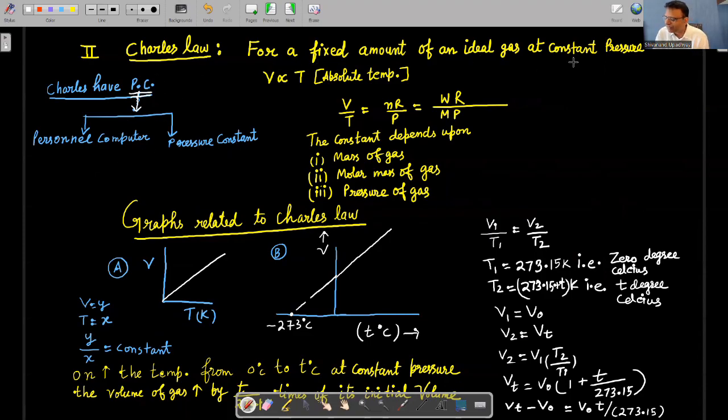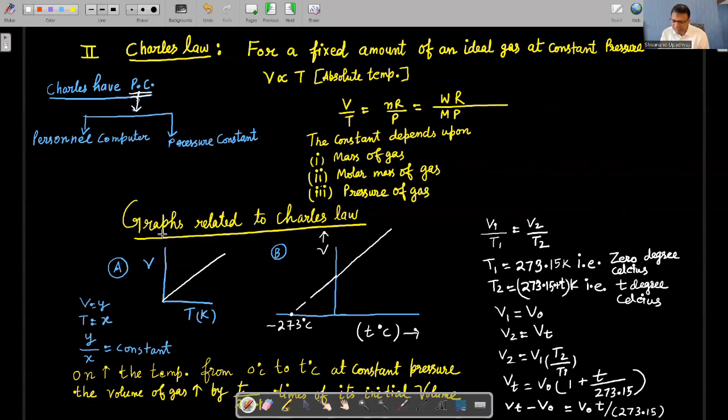For a fixed amount of an ideal gas at constant pressure, volume is directly proportional to temperature, and this is absolute temperature, meaning temperature in Kelvin. So volume upon temperature is equal to a constant. We know that volume upon temperature is nR by P, so this constant depends on 3 factors: it is directly proportional to the mass of the gas, inversely proportional to the molar mass of the gas, and inversely proportional to the pressure of the gas.